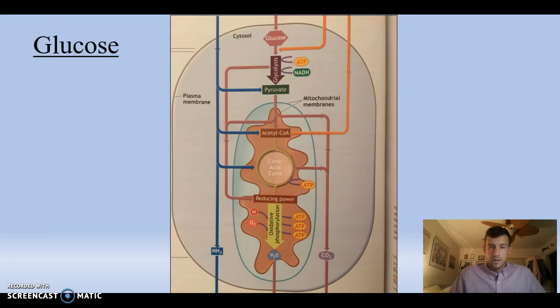So the diagrams I've taken are just pictures from the textbook. As you can see here, this is an overview of a glucose breakdown. If you're looking at one molecule of glucose, it has an ultimate yield of 34 ATP molecules. 2 of those molecules are used to phosphorylate glucose. So really it's just a net gain of 32, as you can see at the top.